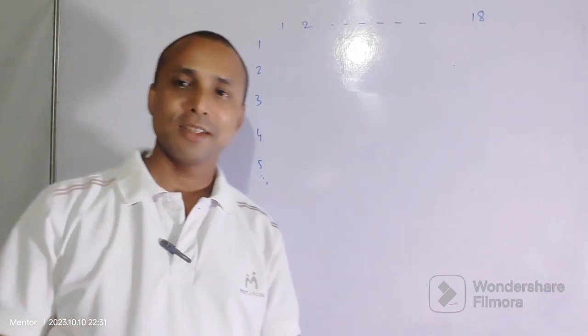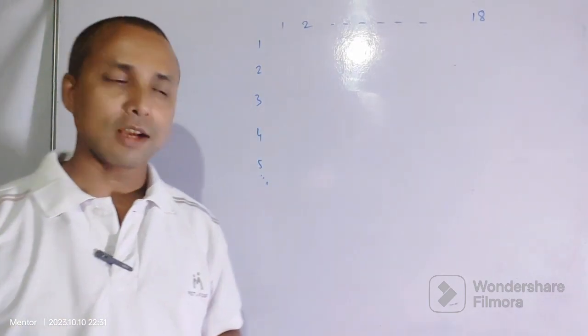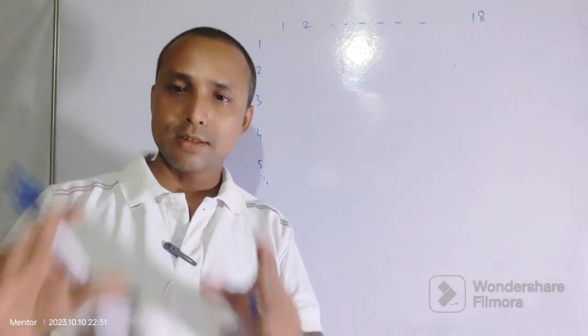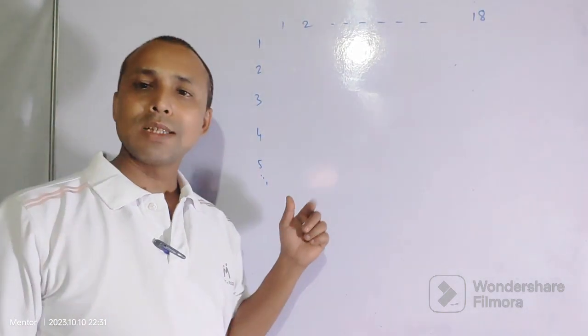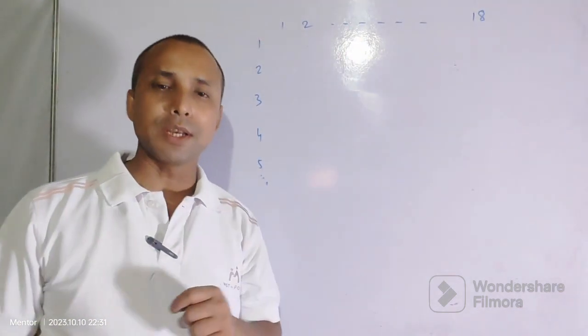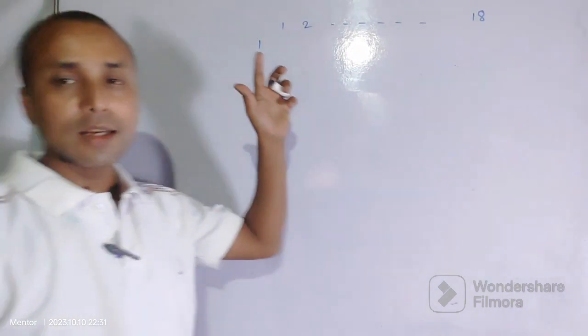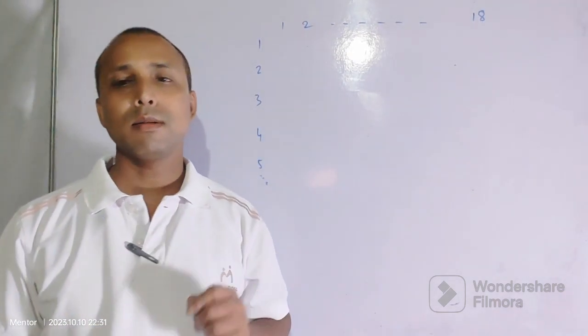Welcome back once again. Today we'll discuss atomic size, how atomic size changes in the periodic table. So first of all, we need to know about the groups as well as the periods. Here in the periodic table we have 18 groups and 7 periods.